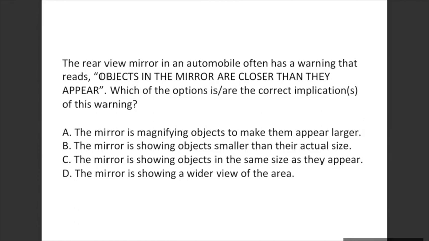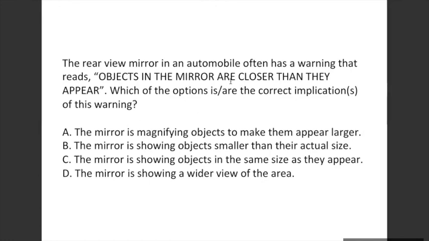So this kind of thing is written on a rear view mirror in an automobile vehicle: objects in the mirror are closer than they appear. Objects in the mirror are closer than they appear. Does it appear in all of your vehicles, or your father's vehicle or your mother's vehicle? Yes, ma'am. Two-wheeler, four-wheeler, all of them have this. Objects in the mirror are closer than they appear.